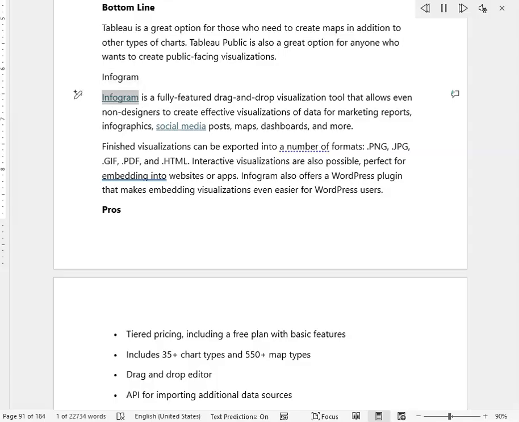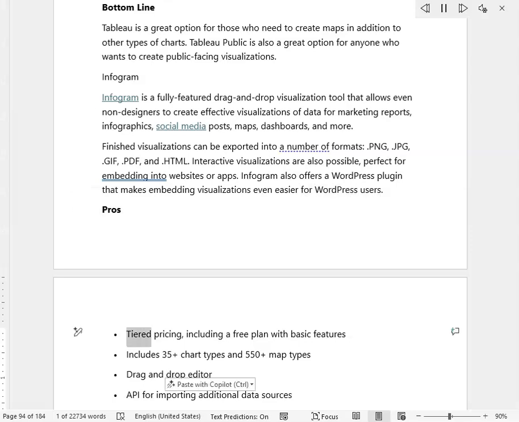Infogram. Infogram is a fully featured drag-and-drop visualization tool that allows even non-designers to create effective visualizations of data for marketing reports, infographics, social media posts, maps, dashboards, and more. Finished visualizations can be exported into a number of formats: .png, .jpg, .gif, .pdf, and .html. Interactive visualizations are also possible, perfect for embedding into websites or apps. Infogram also offers a WordPress plugin that makes embedding visualizations even easier for WordPress users.